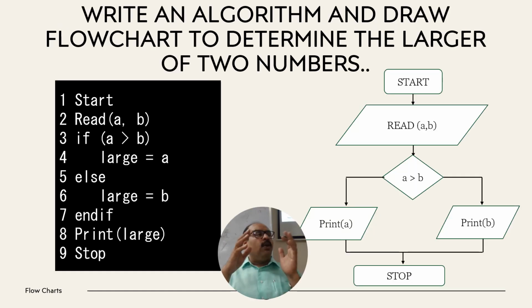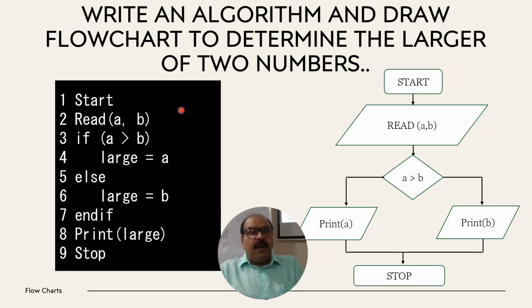So next we are going to write an algorithm and draw the flowchart to find which number is larger given two numbers. So the input here is two numbers. Let us call these numbers A and B. In the algorithm, what we are doing is that we are reading both A and B.